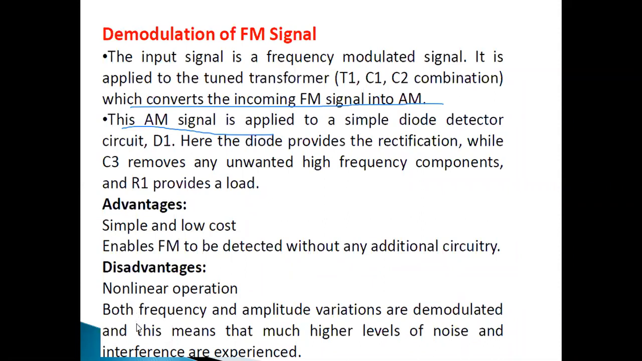Here the diode is a non-linear element, as we know very well. Already in the generation of AM and FM, we considered a non-linear element. So the disadvantage is non-linear operation. One more disadvantage is that both frequency and amplitude variations are demodulated, and a much higher level of noise and interference occurs in the load resistance.